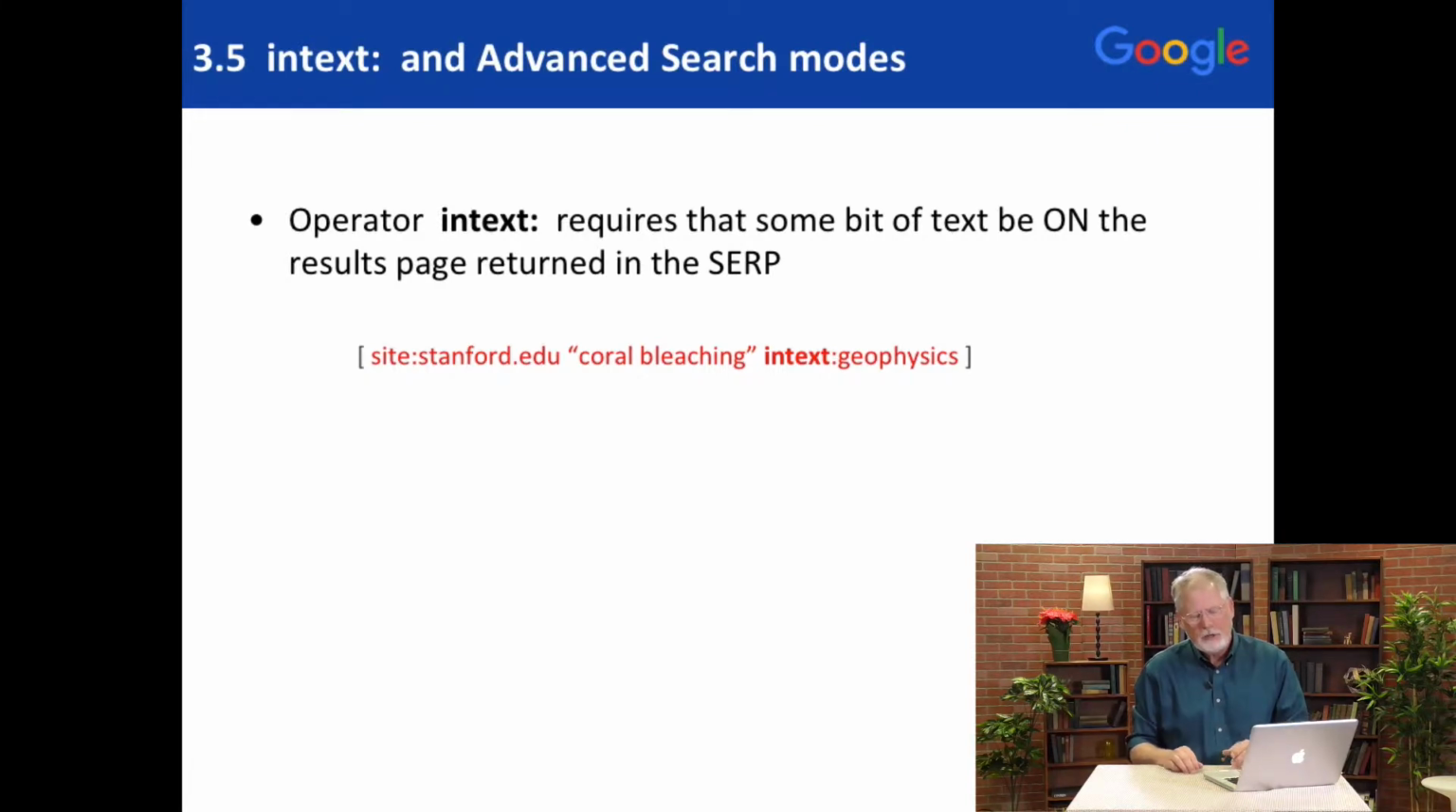Why do we bother? Because when Google ranks the pages, it may find a page that is all about coral bleaching. It's on stanford.edu, it's a great page, but it doesn't happen to have the word geophysics on it. So it may put that pretty far up, maybe on page 1 of the SERP, or the results page. By saying in-text geophysics, we're forcing it to be on that page. Let's do this live and I'll show you what the result is.